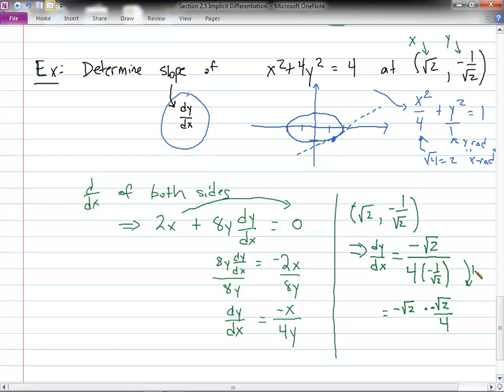So you have negative square root of 2 over 4, inverting and multiplying the denominator. A negative times a negative makes positive. Square root of 2 times square root of 2 is 2. 2 over 4 gives me 1/2. Any questions? Pretty simple stuff. As long as you can take a derivative, and remember that if you take the derivative of a y with respect to x, you always have to multiply by dy/dx.